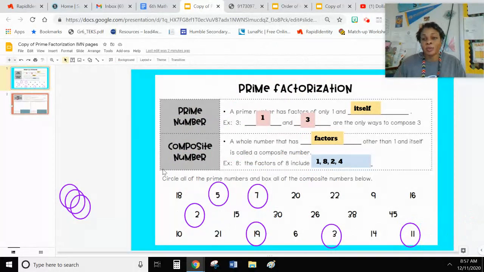So this is prime factorization. And you need to know a prime number can only have two factors, one and itself. A composite number will have more than two factors, that's 3 and up.